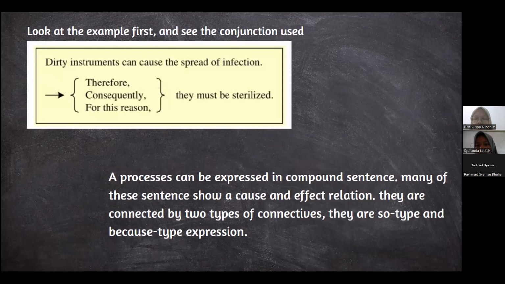First is: dirty instruments can cause the spread of infection. There are three conjunction choices here: therefore, consequently, and for the reason, and they must be sterilized. These three conjunctions can be used to show the effect of the dirty instruments.